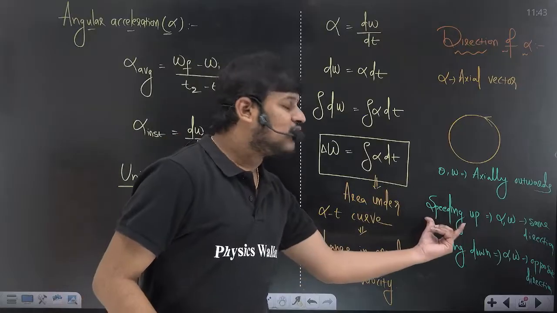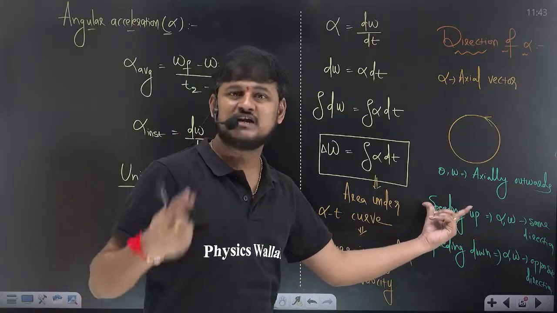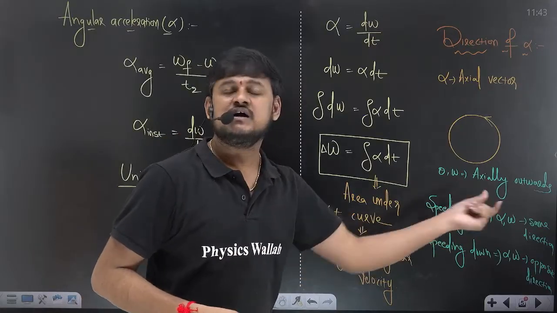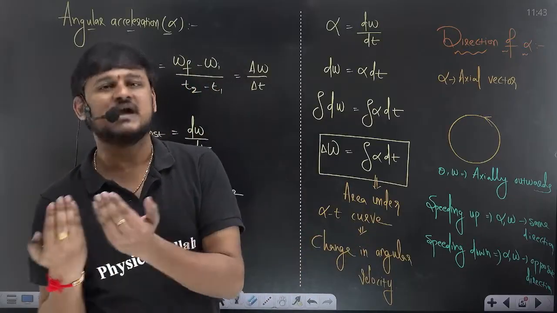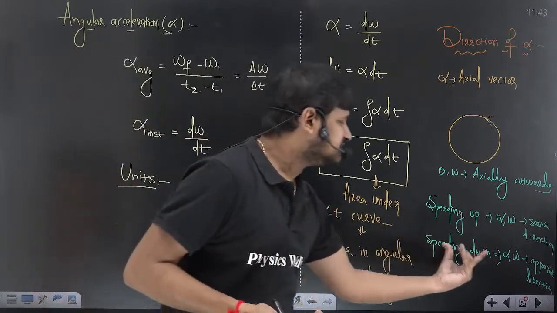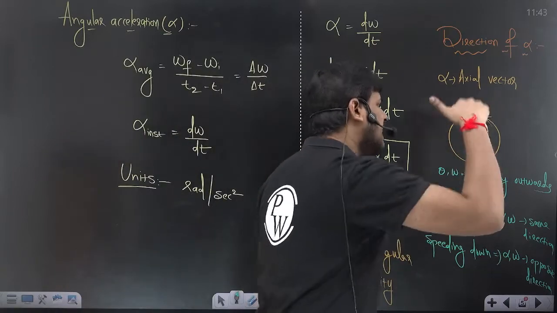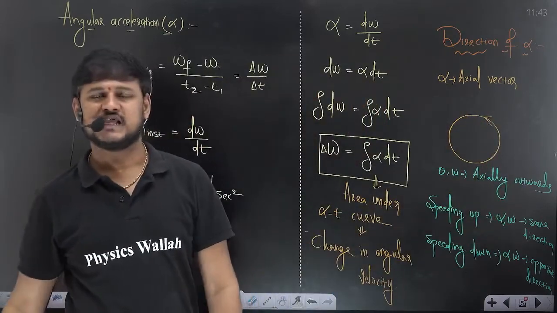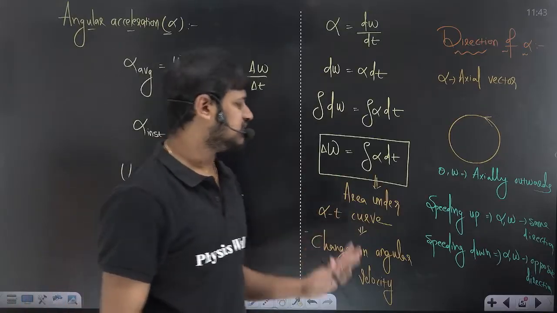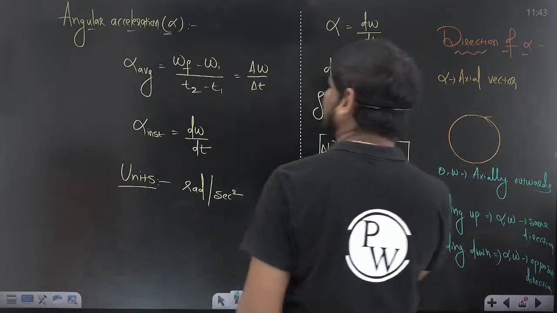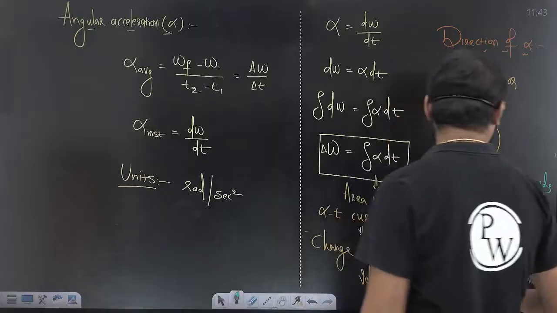If the rotating body is speeding up, then alpha will support the omega. If the body is slowing down, alpha will oppose the omega. If omega is outward, alpha will be inward. Understood, guys? Clear? So this is about the angular terms. Hope we are clear with the angular terms.